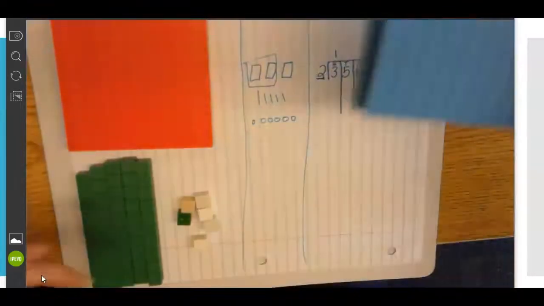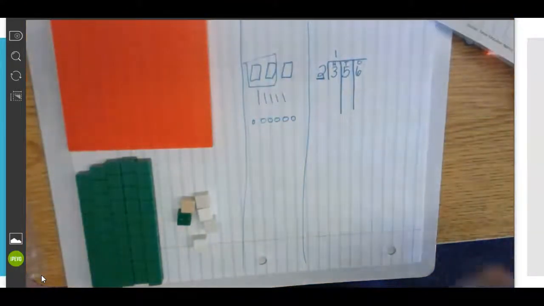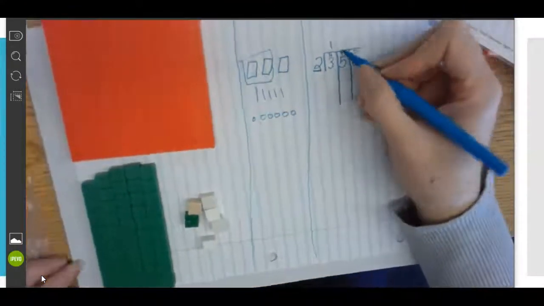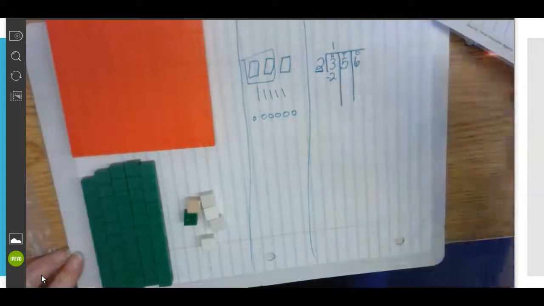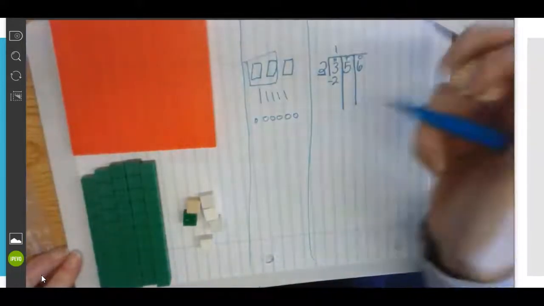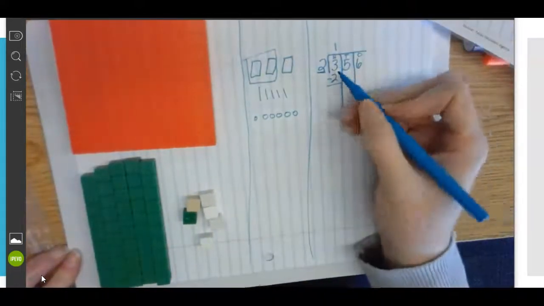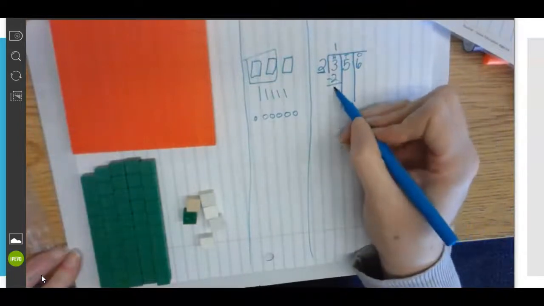Now, I put that there. I still do the subtraction, which 1 times 2 is 2 because I took it away and I made a group. So I took it away and made a group. So that's why I subtract it. And I take this and I get a remainder of 1.